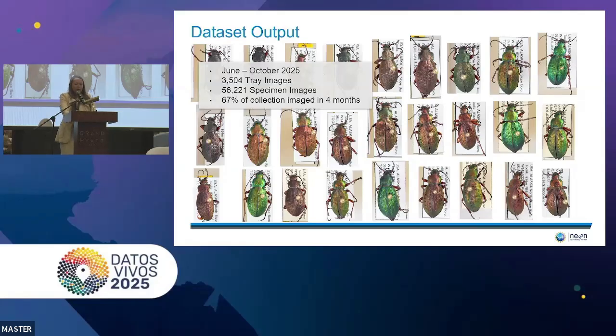So not only have our beetles been imaged, but we've been able to image them specifically in a way that is designed for computer vision analysis. That means we can do a few cool things with these images.